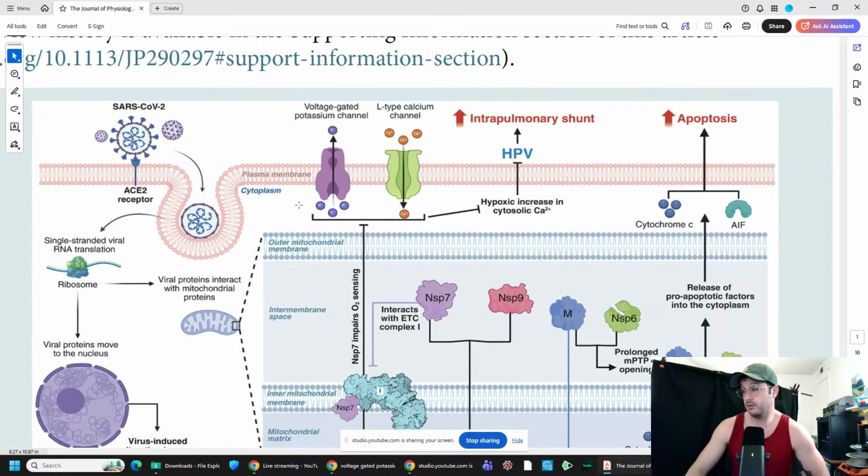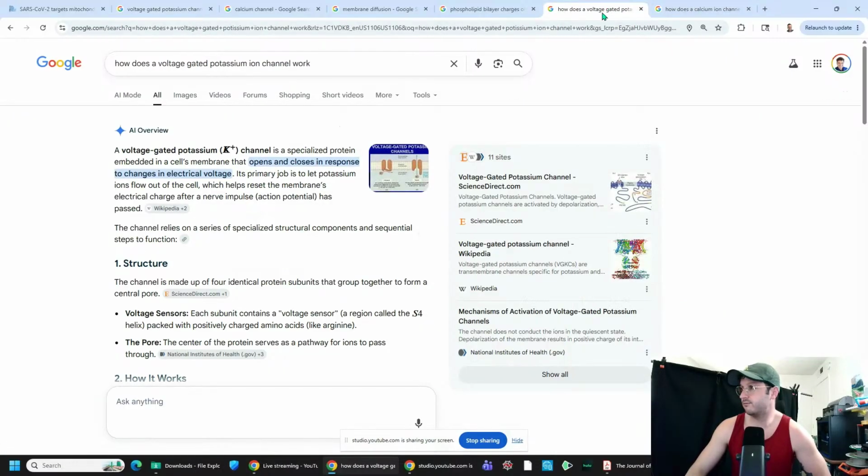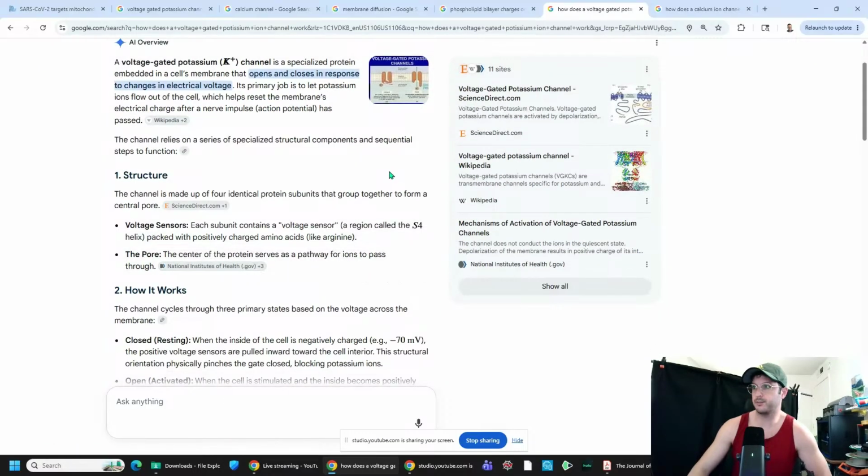Well, hold on. Let me double check. I don't want to speak ahead of myself because it's been a very long time. So we have closed, open. Let me just double check if it's voltage from ATP or voltage just from the charge. Yeah, so it's just from the charge itself.